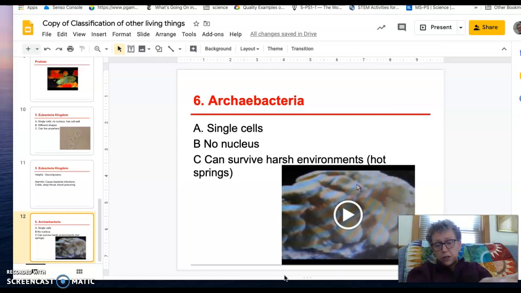So this slideshow is going to be presented to you as well. I'll link it to this assignment. So you do need to spell correctly and simply list the 6 kingdoms of living things. If you also want to find a picture of each one, you can do that too. But if you just want to list the 6, that's fine as well. All right, good luck.